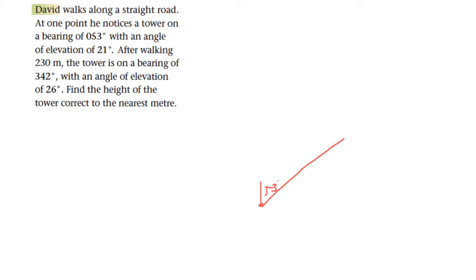So we've got some tower over here. And what David notices is that it has an angle of elevation of 21 degrees. So we've got a couple of things here, and I'm going to neaten this up a little. You'll notice I put my bearing there in black and my angle of elevation in red. So now David continues walking. He's walked 230 meters. The tower is on a bearing of 342 degrees with an angle of elevation of 26 degrees. What it means here, he's ended up somewhere over here.